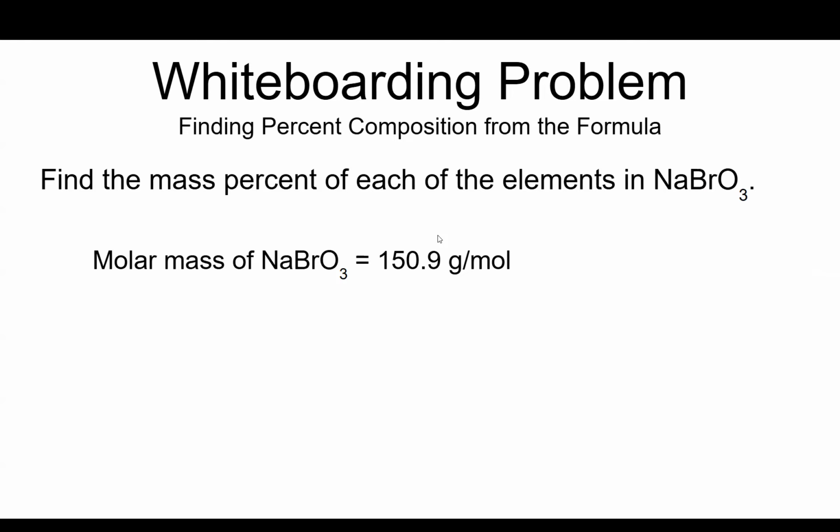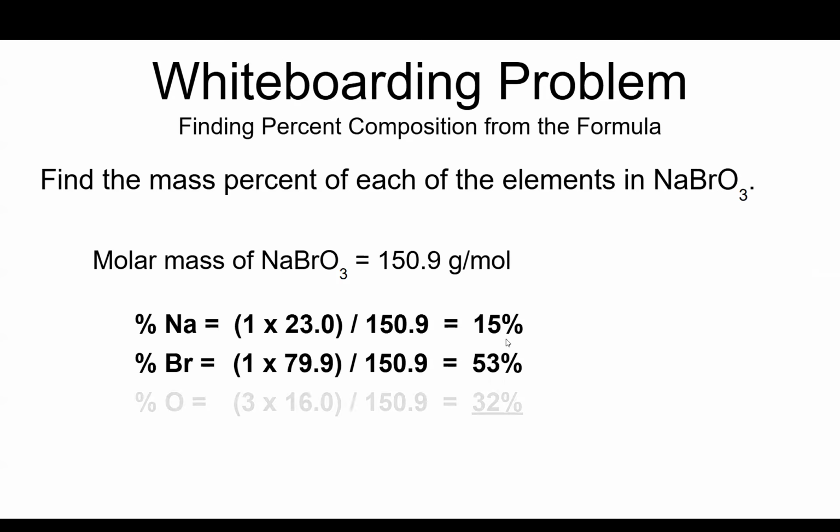Now, to find the mass percent of each element, there's 1 atom of sodium times its atomic weight of 23. We'll divide that by the total, 150.9, and multiply by 100% to get 15%. For bromine, 1 atom times bromine's atomic weight on the periodic table, 79.9, divided by the molar mass of 150.9, times 100 to get 53%.